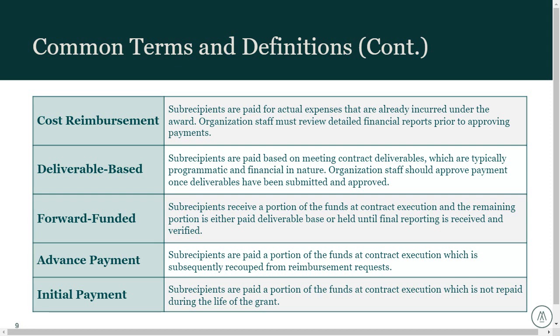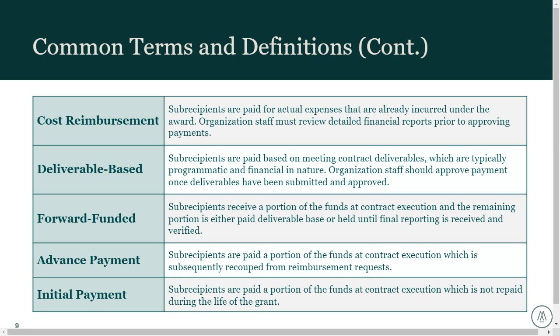Additional types of funding or structures at the front end of a contract that we typically see is an advance payment. This is where a portion of the awarded funds are paid at the front end of the contract. Usually somewhere between 10 and 25% of a contract is an advance payment. And then throughout the program period, that advance would be recouped. These are typically done with cost reimbursable contracts.